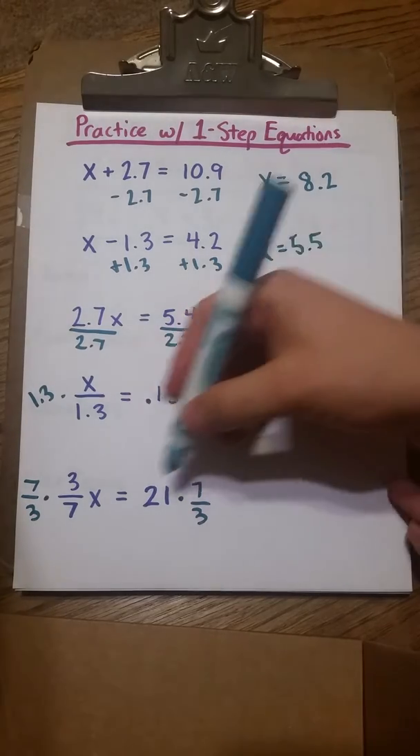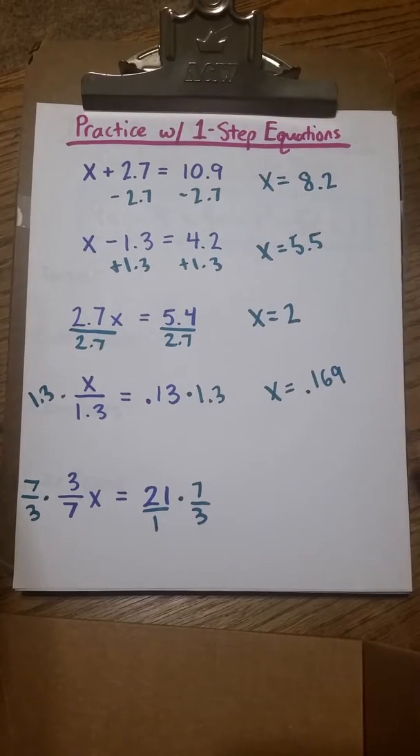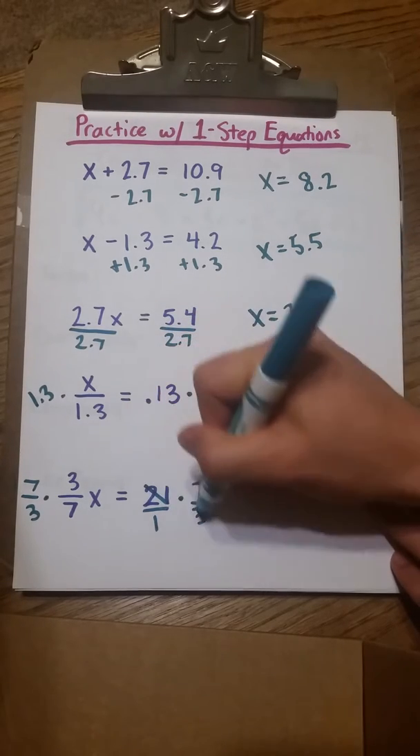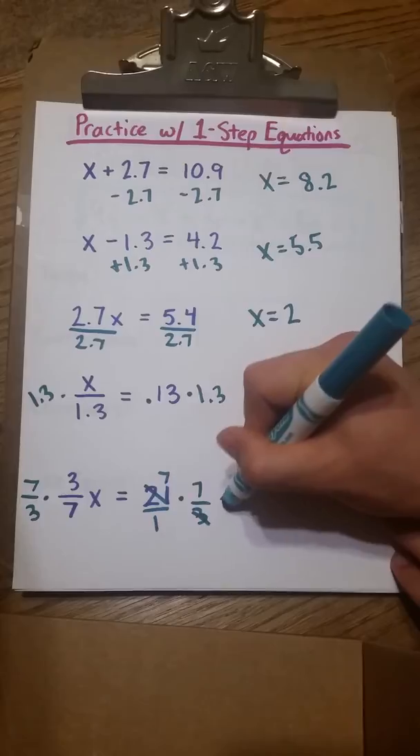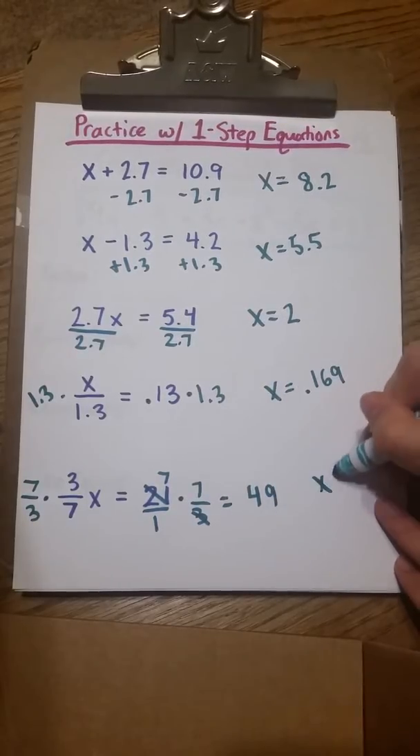At this point, you have 21 times 7/3. If you put 21 over 1, it makes it a little easier to see how to handle it. And you can actually do some cross-canceling here. So 3 goes into 21 7 times, and you end up with 49 over 1, which is just 49. So here x equals 49.